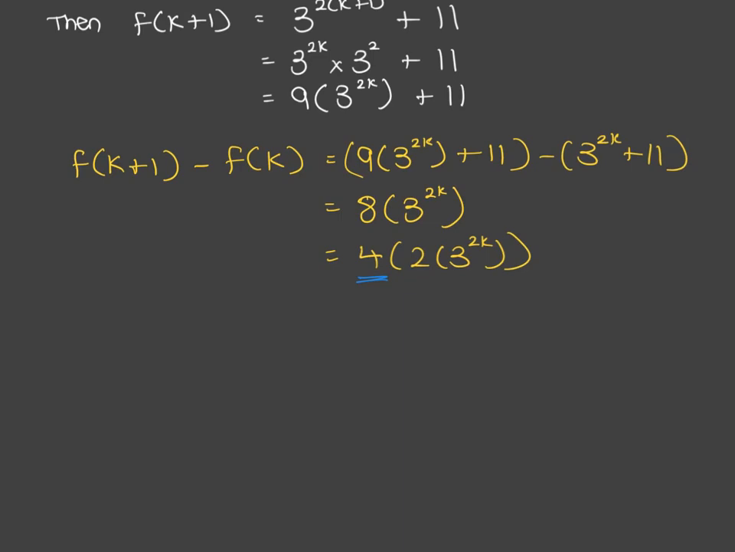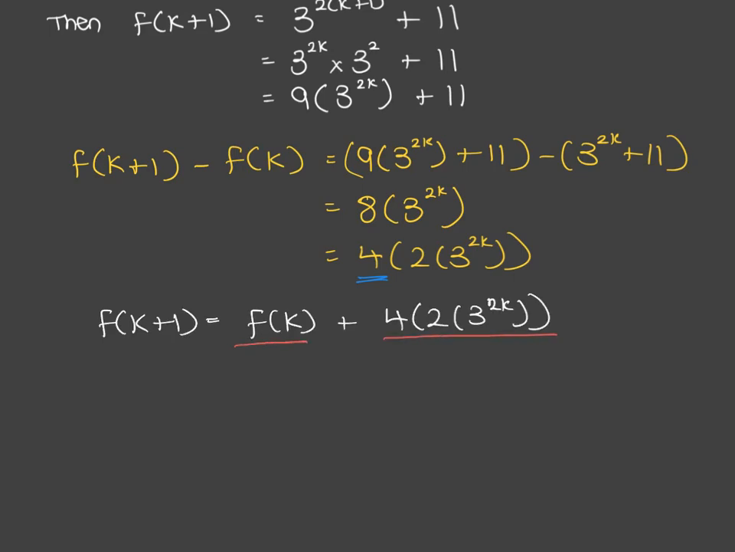So if I know this, f of k plus 1 equals f of k plus 4 times 2 times 3 to the 2k. So what we're saying is, I know that this is divisible by 4, and it's obvious that this is divisible by 4. If they're both multiples of 4, when I add them together, the answer is also going to be divisible by 4.